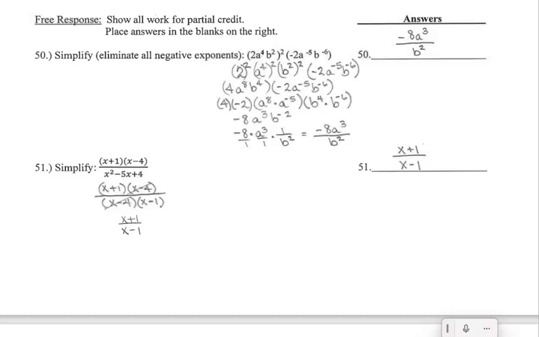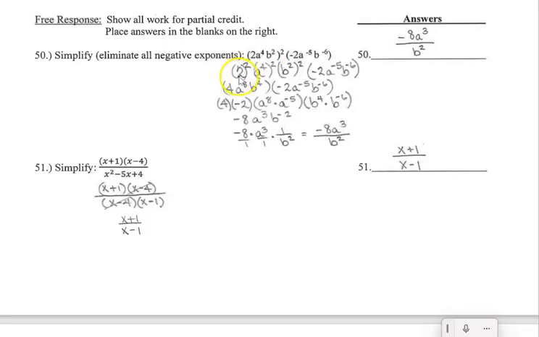All right, so let's start with number 50. For number 50, they wanted us to simplify, and we're not allowed to leave any negative exponents in our answer. So you can break this up how you want to, but I started with this first one right here, and I just went through and squared each one of those.